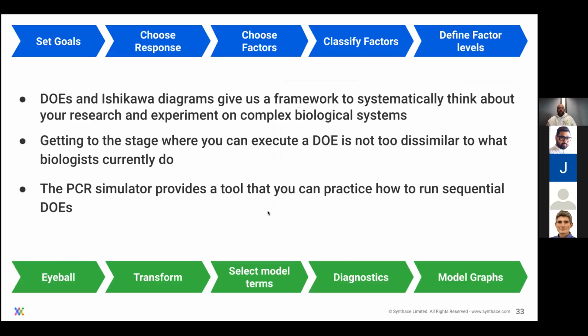So in summary, DOEs and Ishikawa diagrams give us a framework to systematically think about research and experiment on complex biological systems. I hope biologists new to DOE can now appreciate how to get to a stage where they can adapt what they already currently do to make a start with using DOE, using these steps to guide them through the process. And finally, I shared a PCR tool, which is a great training tool that allows you to get started with DOEs with a minimum impact and resource requirements.